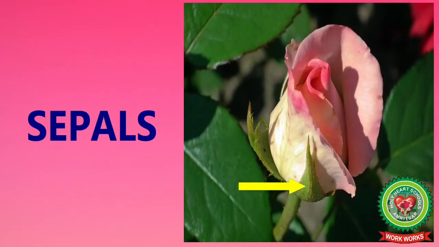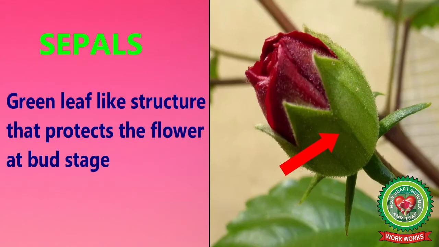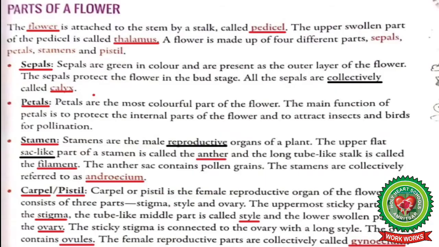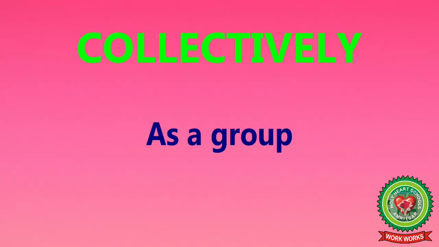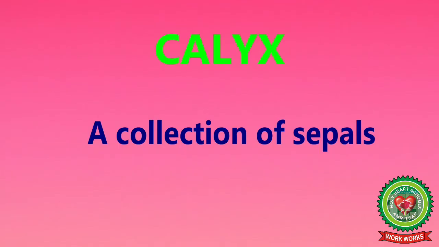Number first is sepals. Sepals are green in color and are present at the outer layer of the flower. Students, sepals are the green leaf-like structures that protect the flower at bud stage. When a flower is at bud stage, it is covered and protected by sepals. All the sepals are collectively called calyx. Now, underline the word collectively and write down its meaning, as a group. Now, underline the word calyx and write down its meaning, the collection of sepals.